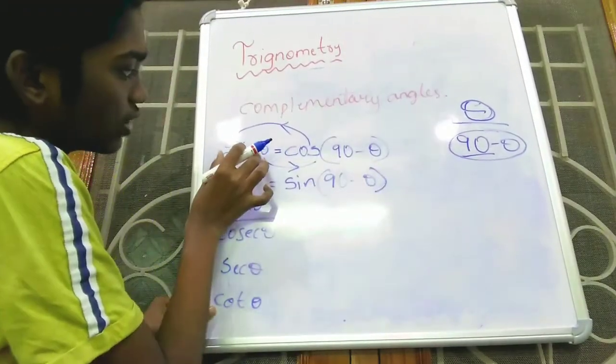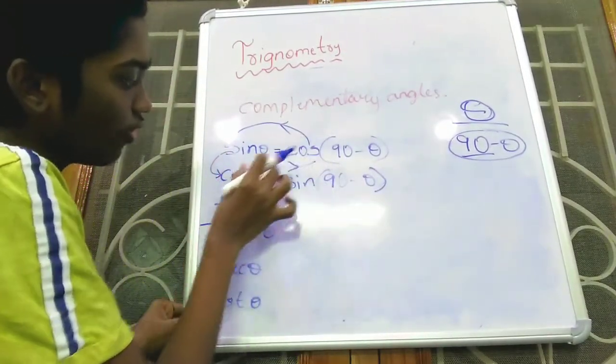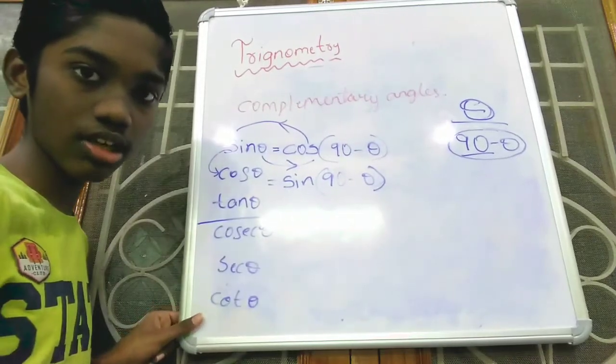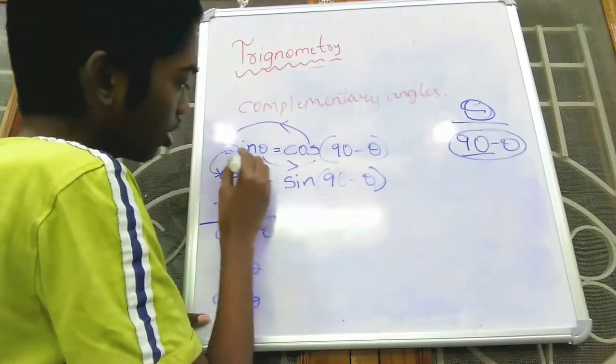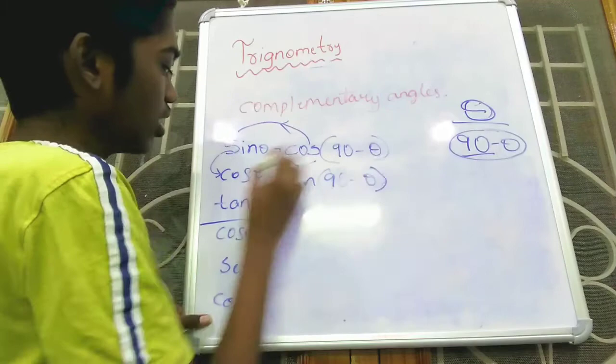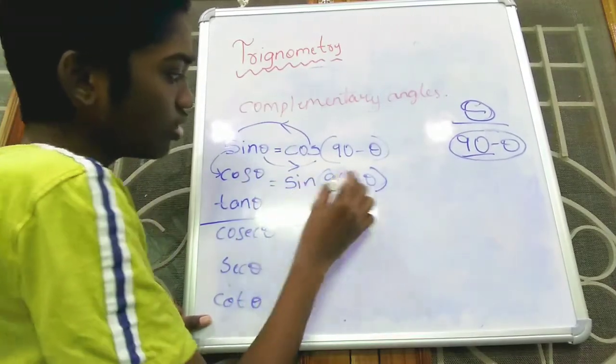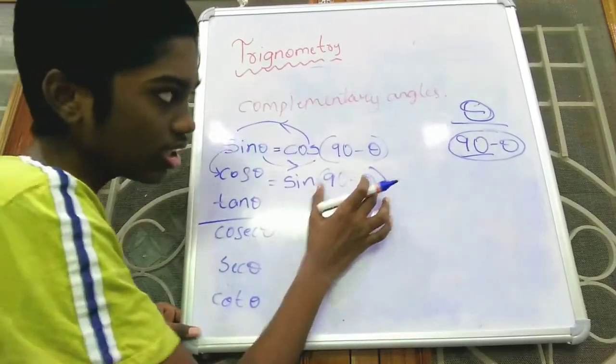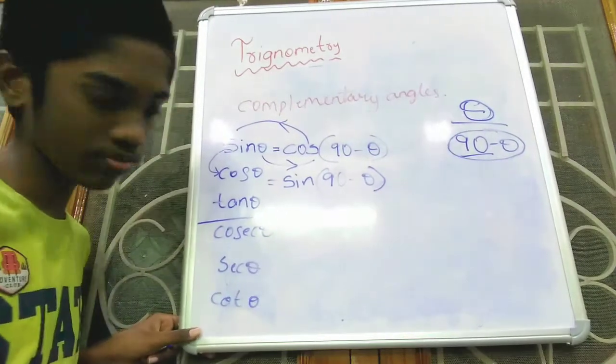In the formula of sin we are having cos, then in the formula of cos we will have sin. Like that, in reverse manner we have to remember. Sin theta equal to cos of 90 minus theta. Then cos theta will be equal to sin of 90 minus theta. 90 minus theta I said you to remember before.